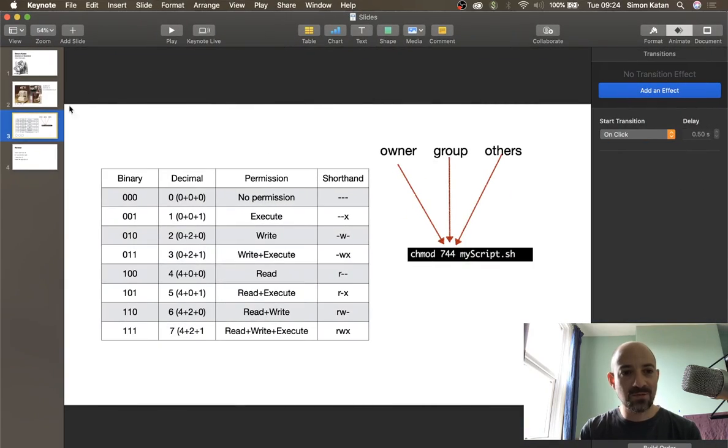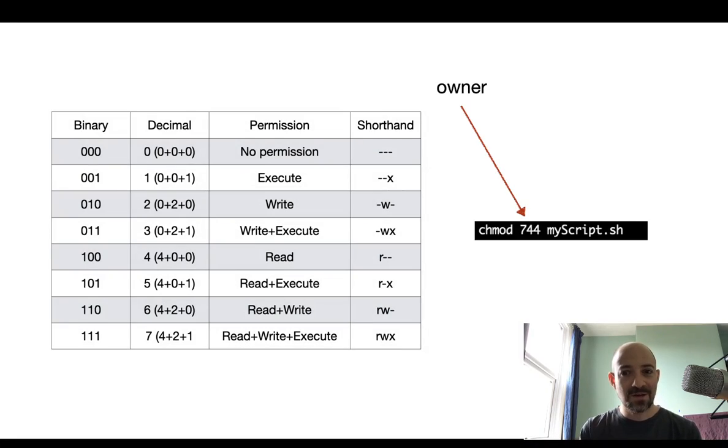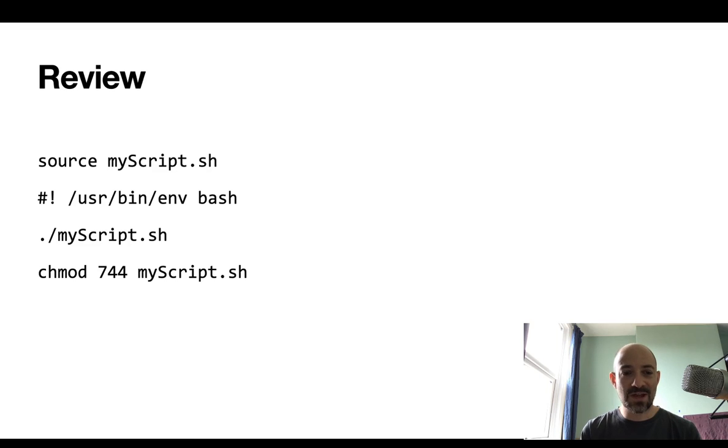Let's just have a quick review of everything we've done so far. So we looked at the first way of running a script, the simple way using the command source. Then I explained how to create your own script using a shebang to specify the bash language. Then I showed you an alternative way of running a script using /. And finally, I showed you how to change the permissions of a file so that you make a script executable.